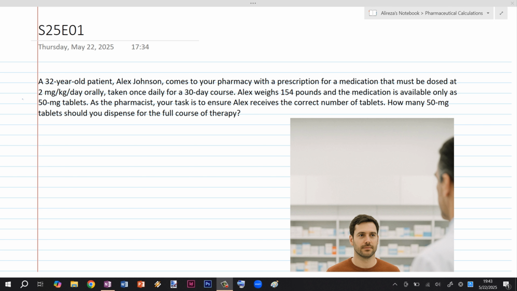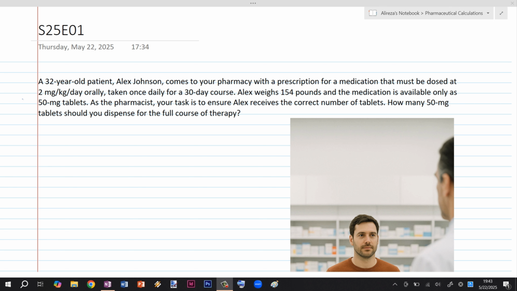So here's today's problem. A 32-year-old patient, Alex Johnson, comes to your pharmacy with a prescription for a medication that must be dosed at 2 mg per kilogram per day orally, taken once daily for a 30-day course. Alex weighs 154 pounds, and the medication is available only as a 50 mg tablet. As the pharmacist, your task is to ensure Alex receives the correct number of tablets. So here's the question. How many 50 mg tablets should you dispense for the full course of therapy?